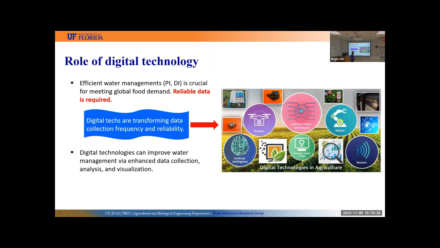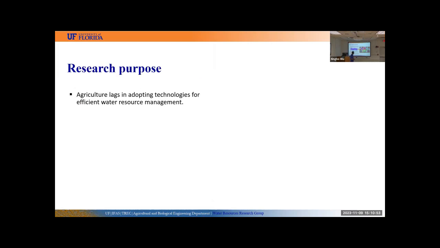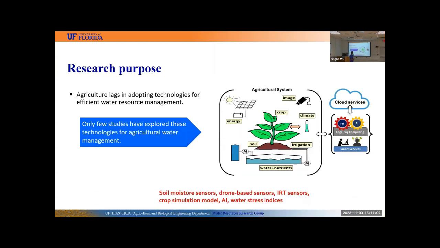So digital technologies can improve water management via enhanced data collection, analysis, and visualization, because we cannot manage what we cannot measure. In order for us to manage our water resources or any resource, first we have to measure it and analyze it. But in this regard, agriculture lags behind in adopting these technologies for efficient water resource management. So only a few studies have explored these digital technologies for agricultural water management.